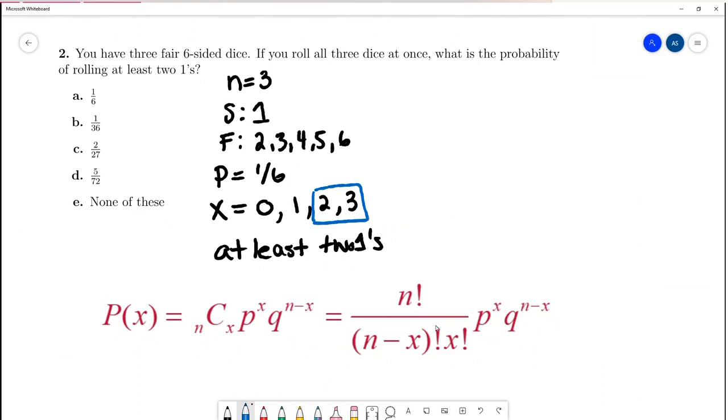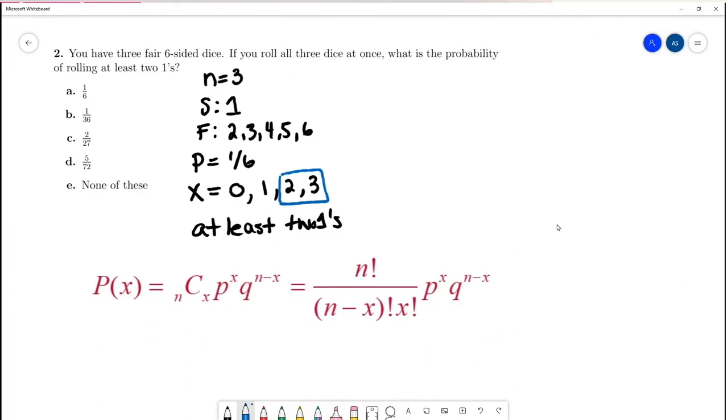And here we have the same formula with the combination portion of it written out. The combination formula is n factorial over n minus x factorial times x factorial. So since we need at least 2 ones, we need to calculate the probability of 2 successes, the probability of 3 successes, and then add those together.